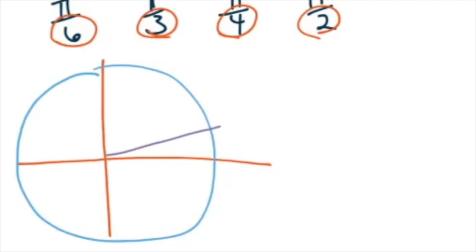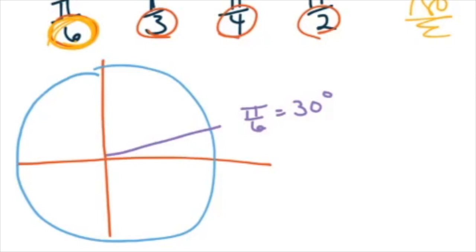And pi over 6 is a 30-degree angle. I always tell my students the easiest way to go from radians to degrees is to think about how 6 goes into 180, because 180 degrees is kind of the money, right? 6 into 180 is 30, so my reference angle for anything over 6, as long as it's in simplest form, has a reference angle of 30 degrees.